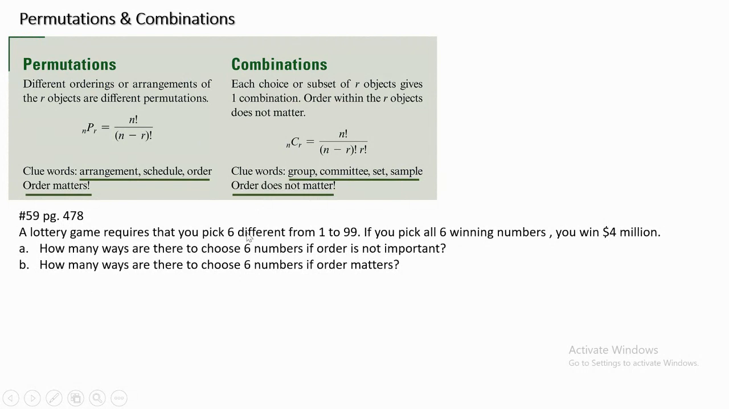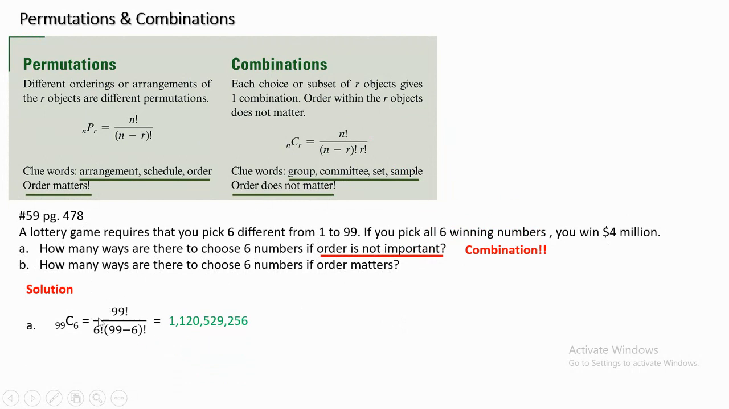Okay, now number 59 from page 478. A lottery game requires that you pick 6 different numbers. I forgot to put here the word numbers. 6 different numbers from 1 through 99. If you pick all 6 winning numbers, you win $4 million. How many ways are there to choose 6 numbers if the order does not matter? So for part A will be combination, right? Because the order does not matter. Combination. So it's going to be 99 combination 6.